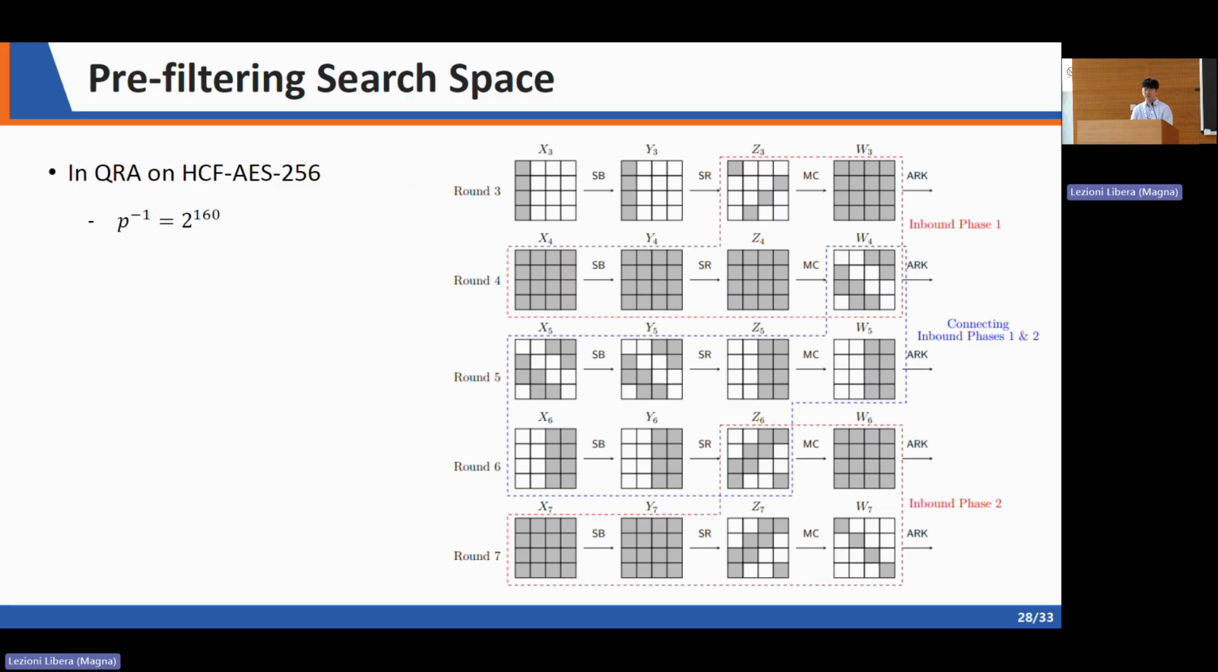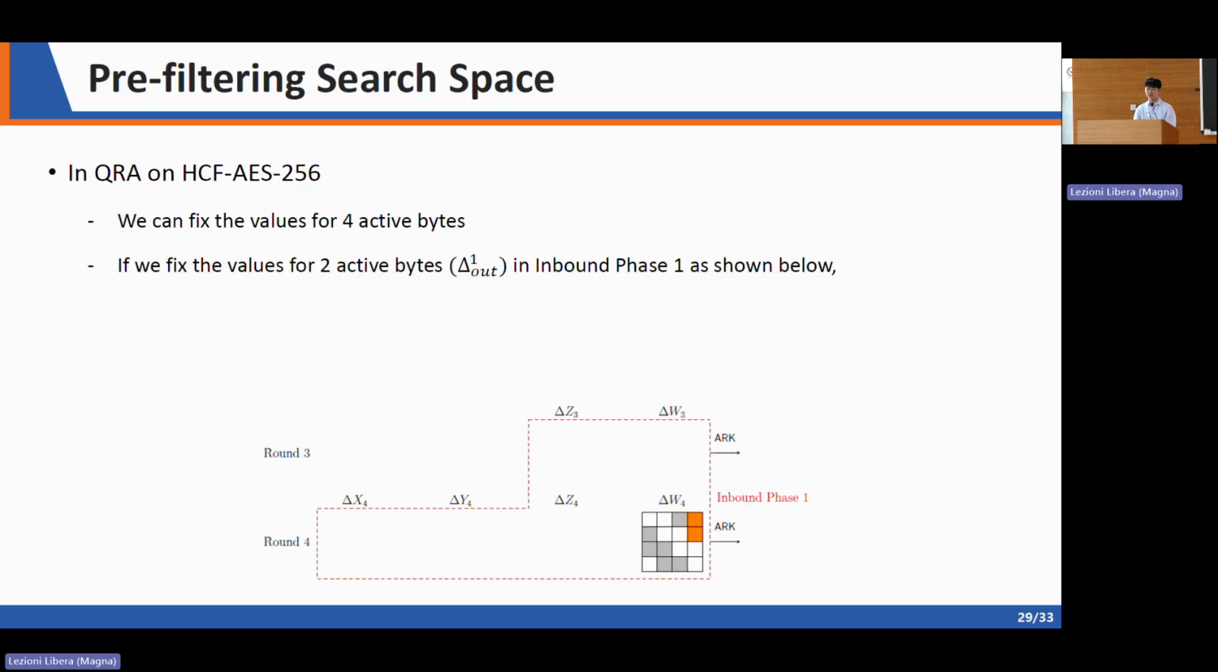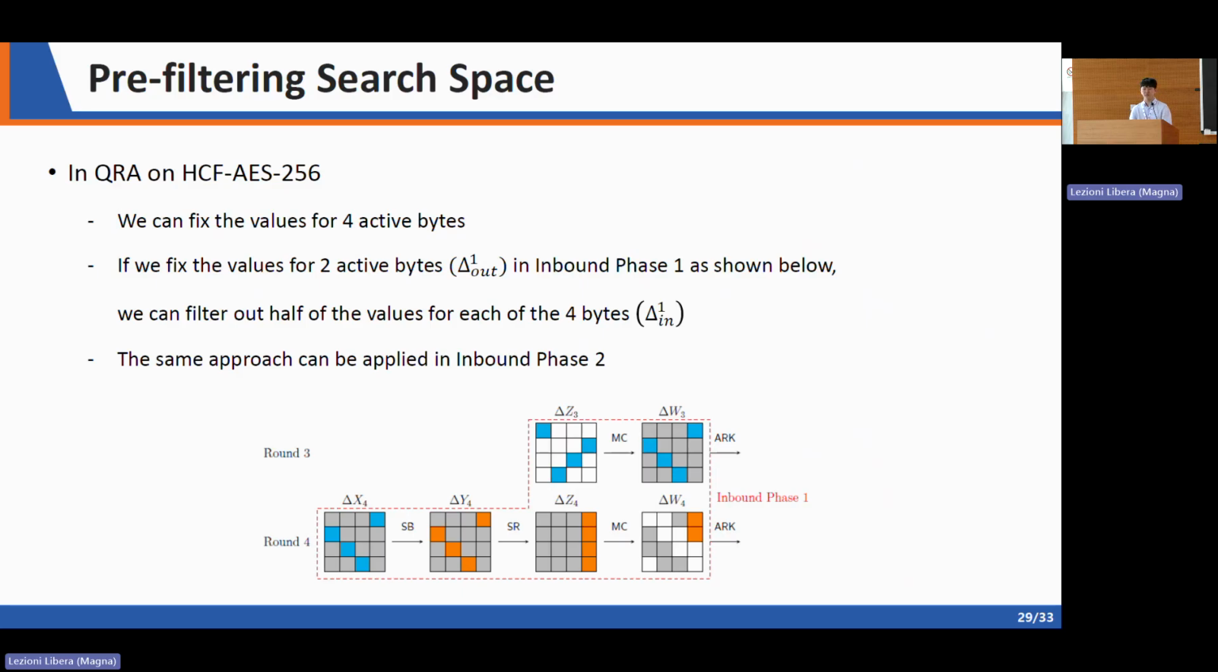In the quantum rebound attack on HCF AES, P inverse equals 2 to 160, but the number of active bytes is 24. So we can fix the values for 4 active bytes. And if we fix the values for 2 active bytes in inbound phase 1, as shown below, we can fix the values for the orange bytes, and we can filter out half of the values for each blue byte shown in the figure. The same approach can be applied to inbound phase 2.